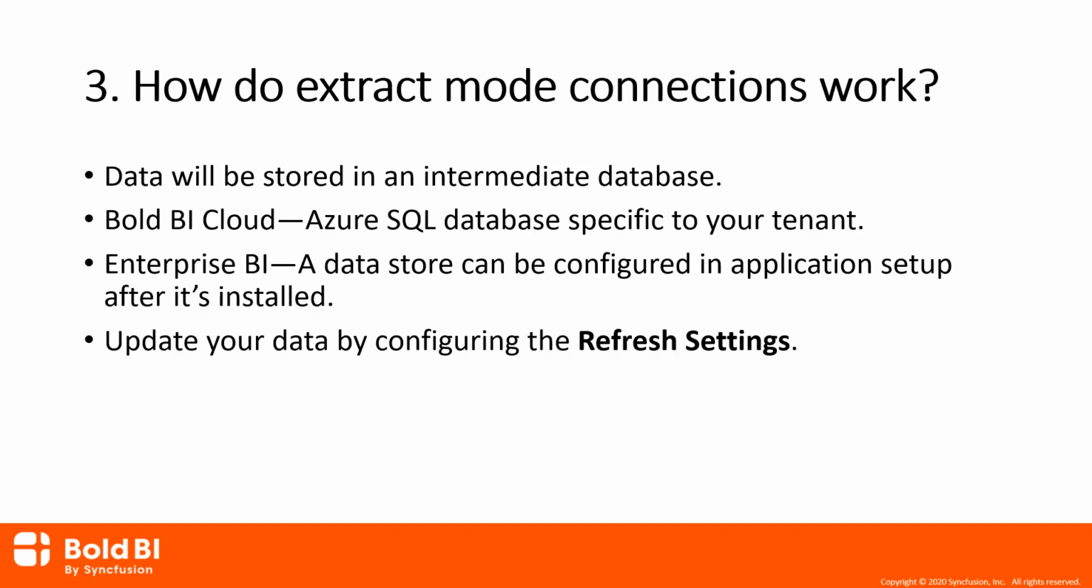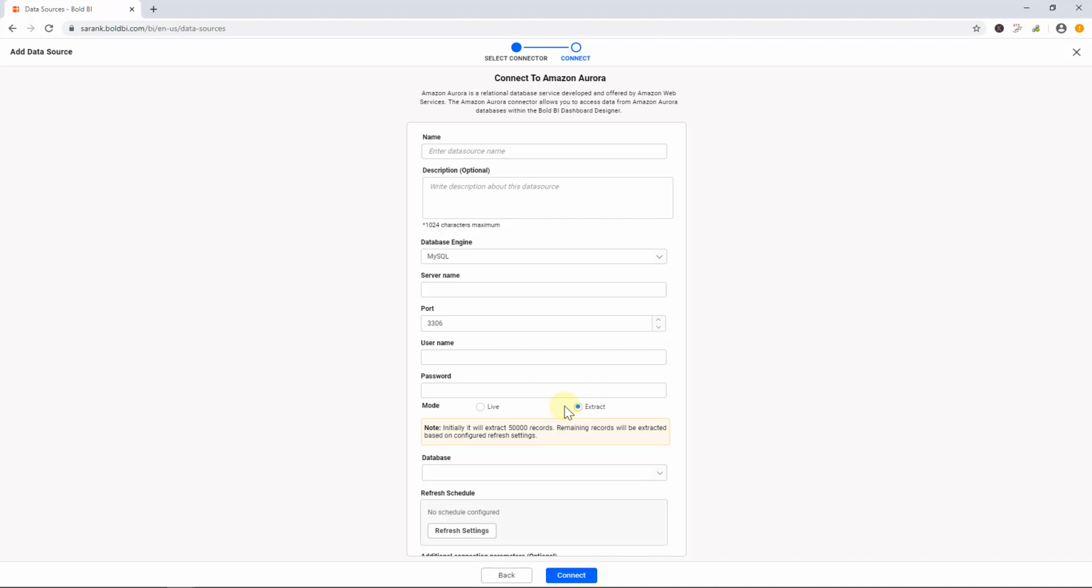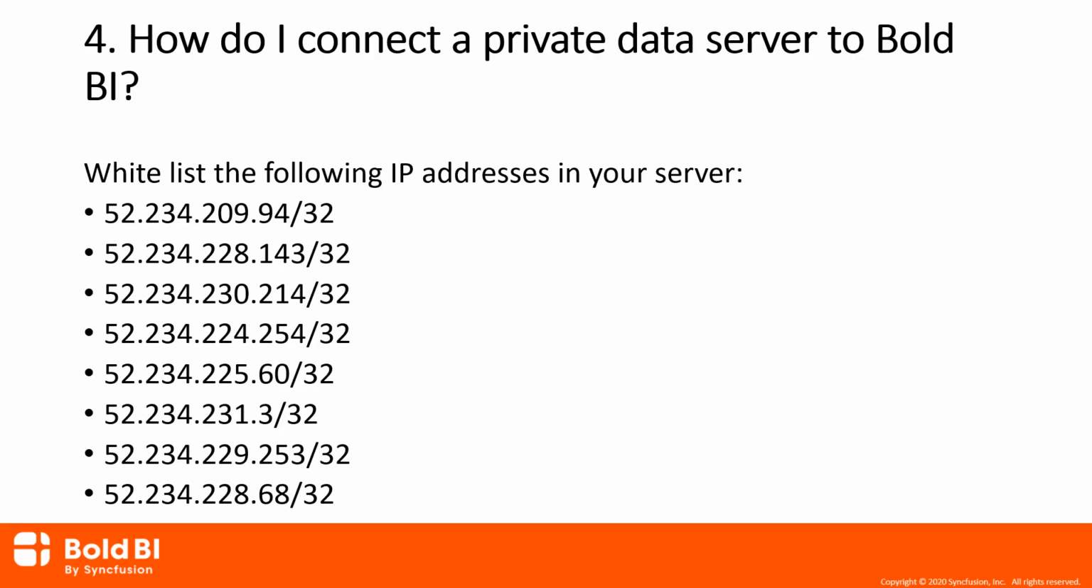Question number 3. How do extract mode connections work? In extract mode, the data will be moved to a data store, and the data for the dashboard will be served from there. For Bold BI Cloud Service, your data will be placed in an Azure SQL database specifically allocated for your tenant. For Enterprise BI, data will be stored in the data store location that you will configure during the application startup. You can specify the intervals in which the data needs to be synchronized between your data server and an intermediate database.